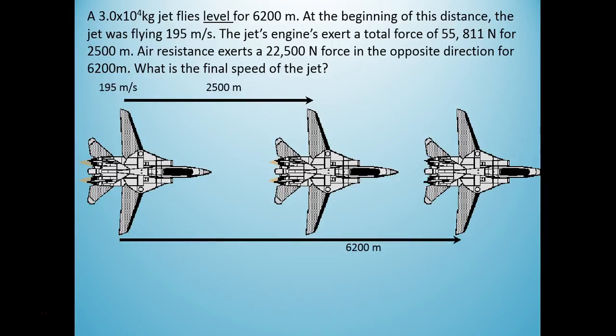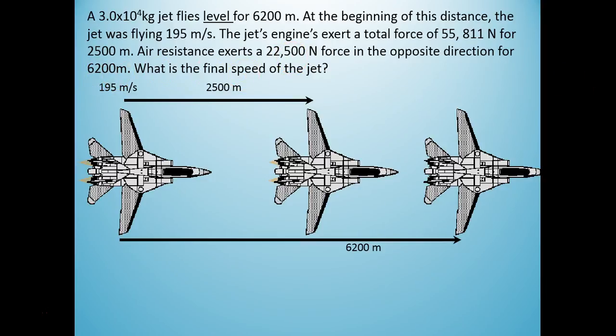So now let's turn our attention to a problem where work applies twice. Here we have an F-14 fighter jet flying levelly, which means no change in gravitational potential energy, for 6,200 meters. But at the beginning of this distance, the jet was flying at 195 meters per second, and the engines exerted this much force over the first 2,500 meters. And then air resistance is adding a constant 22,500 newton force over the entire distance of 6,200 meters.